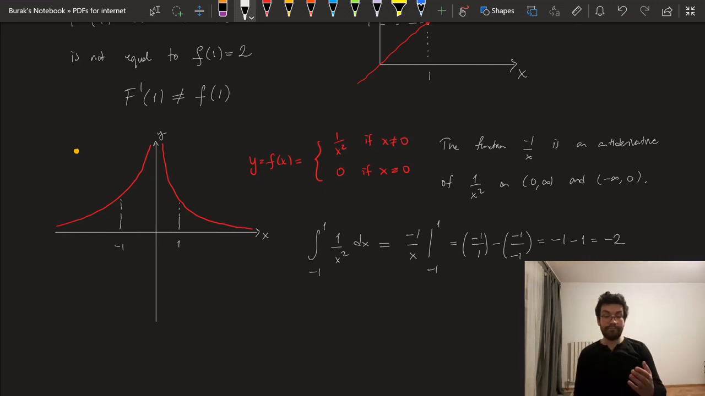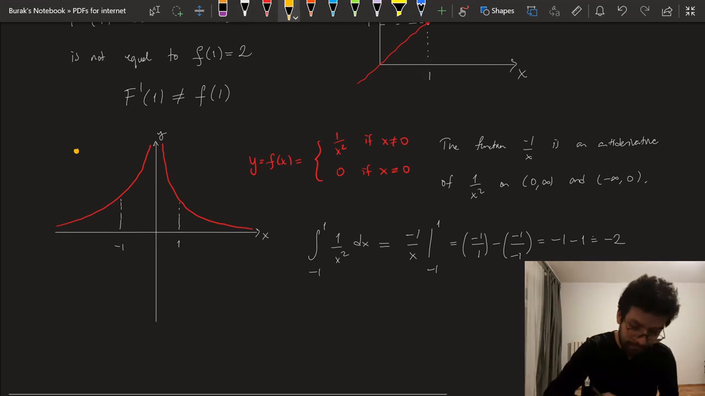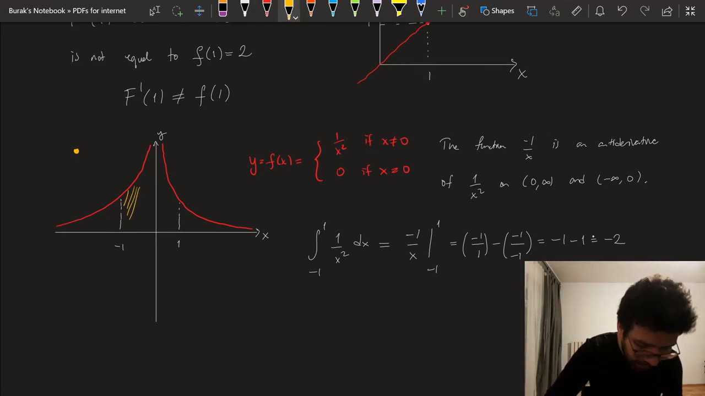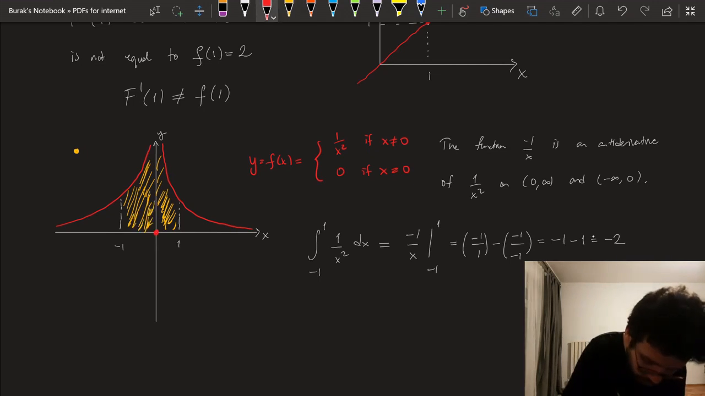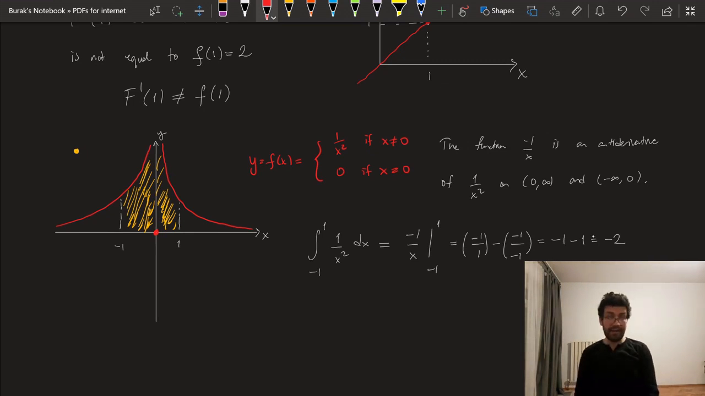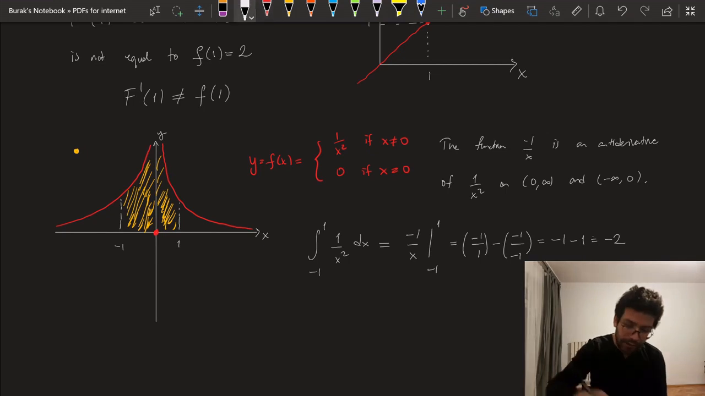Well, do you believe that this area under the curve, this region under the graph of this function over the interval minus 1 to 1, has area minus 2? No, this is clearly not true, okay?